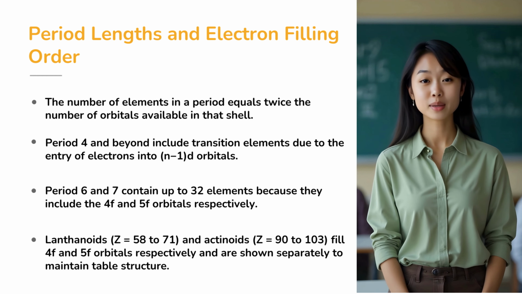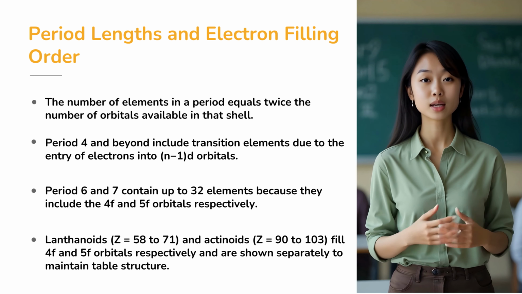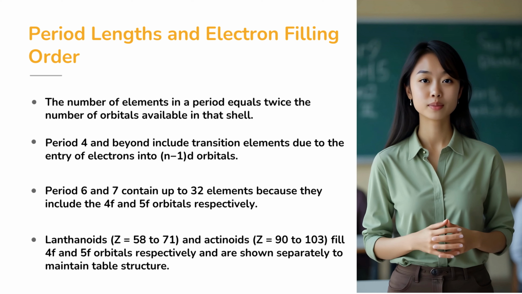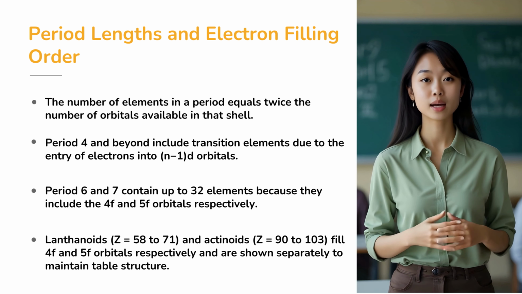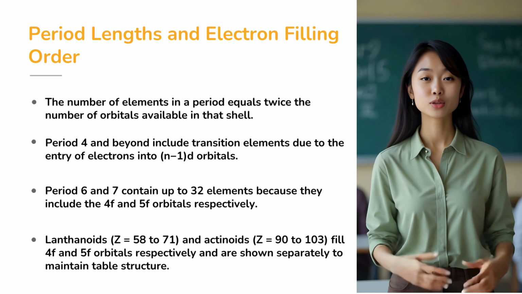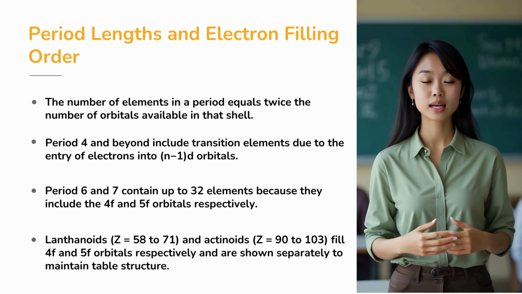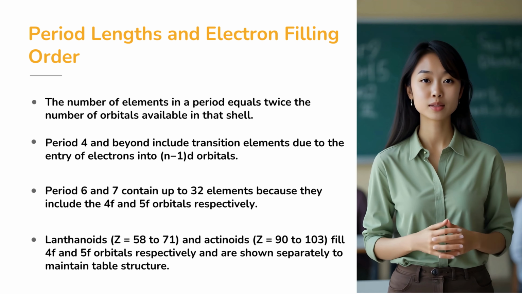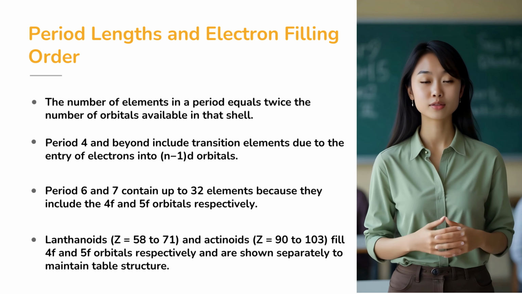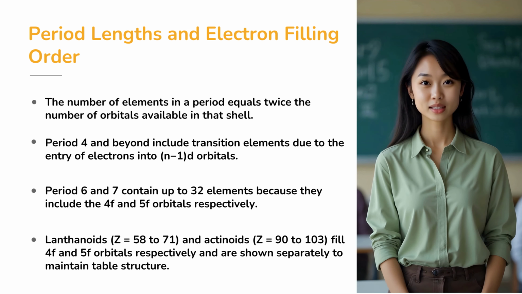The inner transition elements, the lanthanoids and actinoids, belong here, but to avoid stretching the table sideways, they are placed separately at the bottom. You'll often see a visual, an Aufbau chart, that lays out this electron filling sequence, guiding you from 1s to 7p. This layout is not just for convenience, it reflects real energetic preferences of electrons. These detailed arrangements help explain why certain elements like cerium start filling the 4f orbitals, forming the f block, and why the seventh period, although incomplete, mirrors the sixth in complexity.